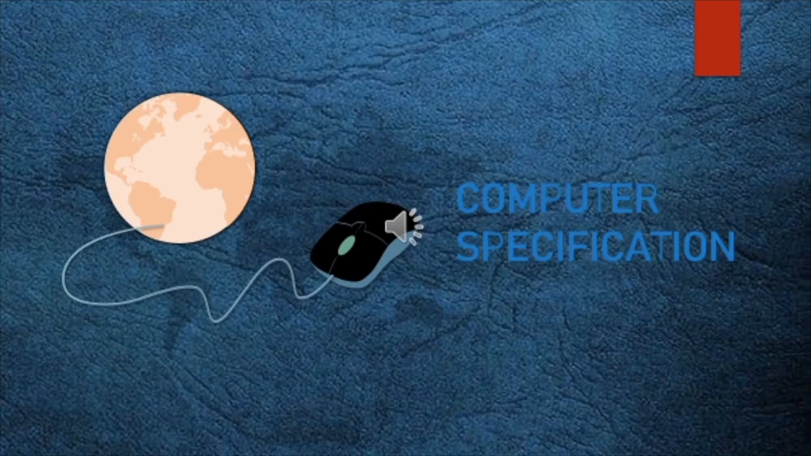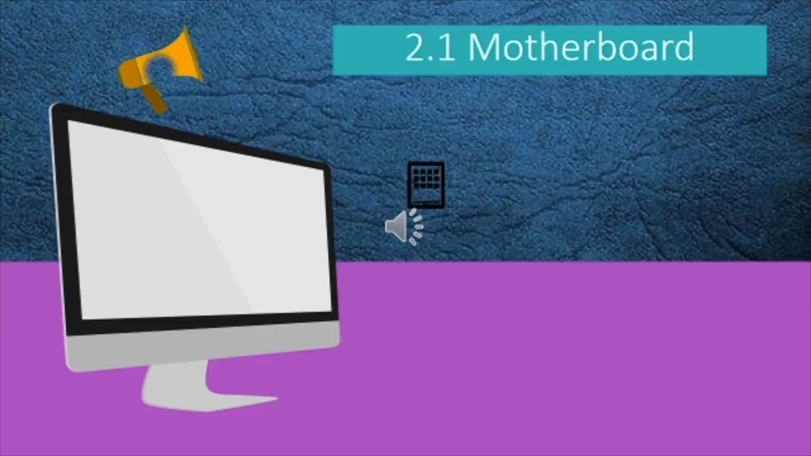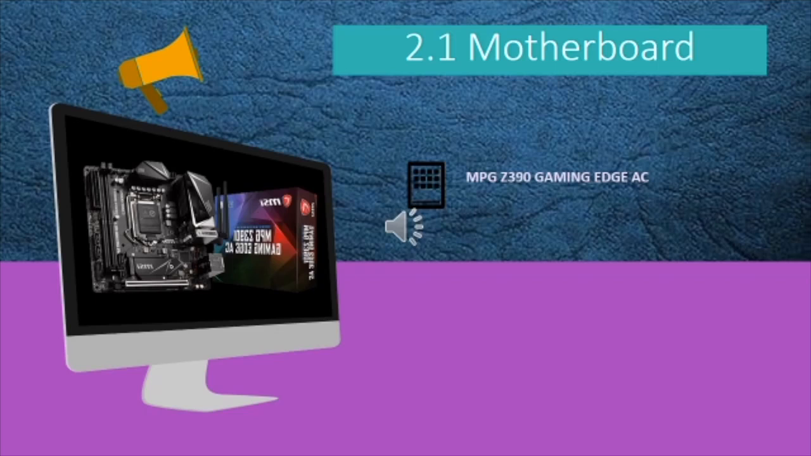Hello, my name is Siti Zuhaili and I want to give an explanation about the computer specification. The first one is the motherboard, the second one is the computer case, and the third one is the hardware. The first one is the motherboard.